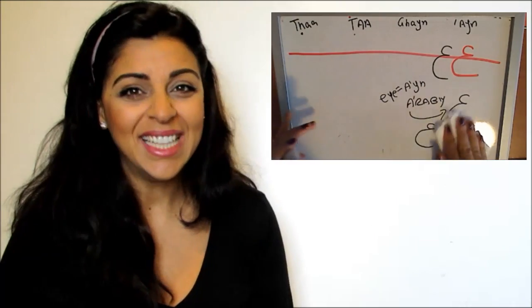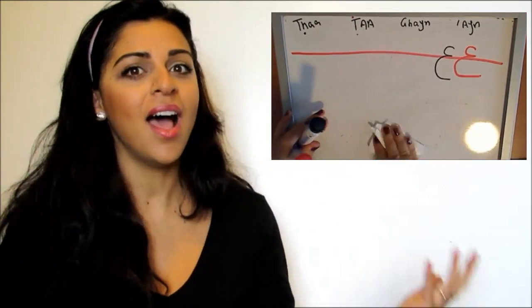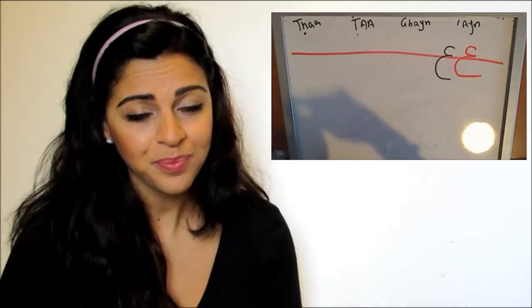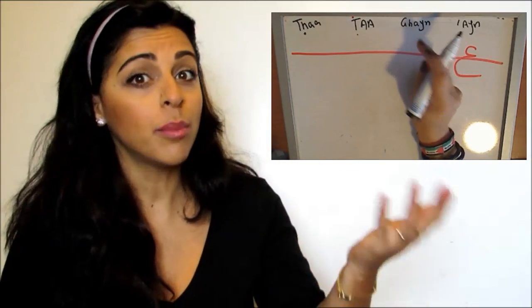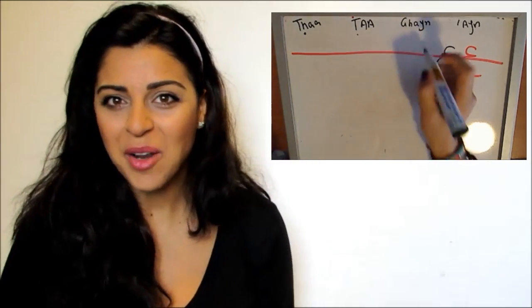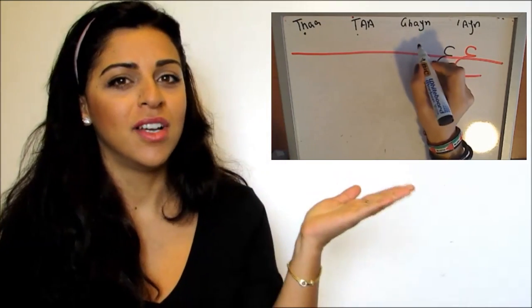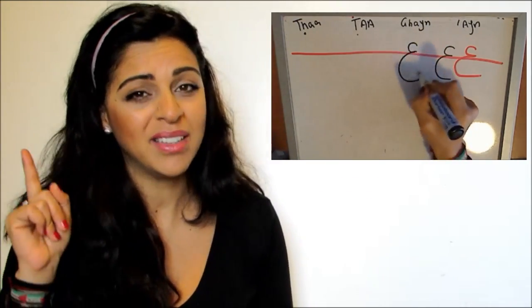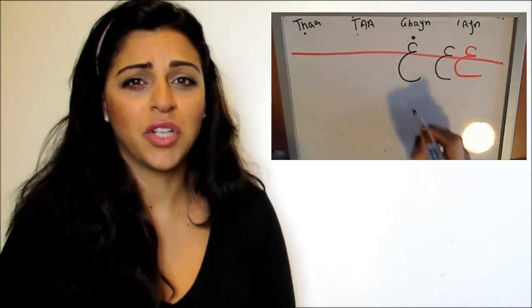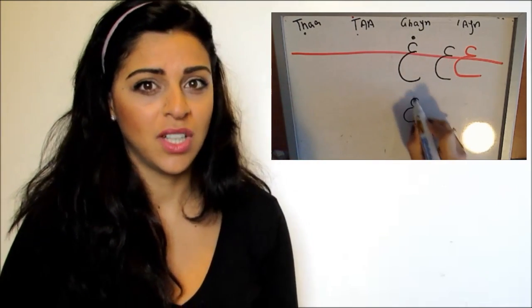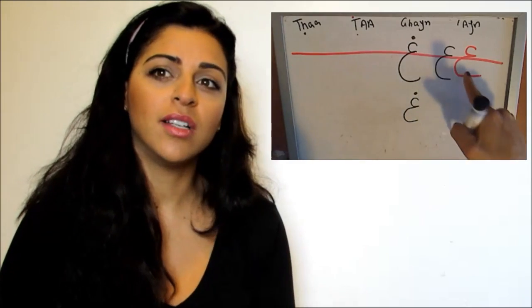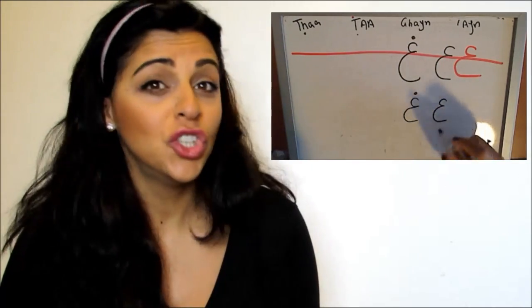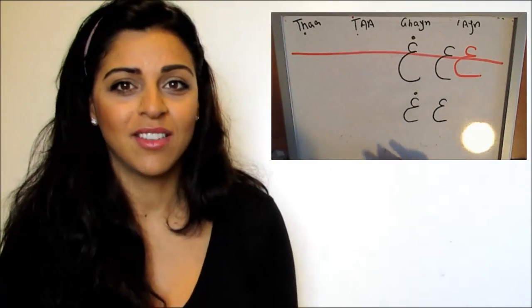Then we have the letter Ghayn, like the word ghazal. Ghazal means deer, or gharb means west. Okay, so we have Ghayn. It looks exactly like the Ayn, but it has a dot on its head that makes it have this little bit strange sound of GH, like that R in French, rouge.